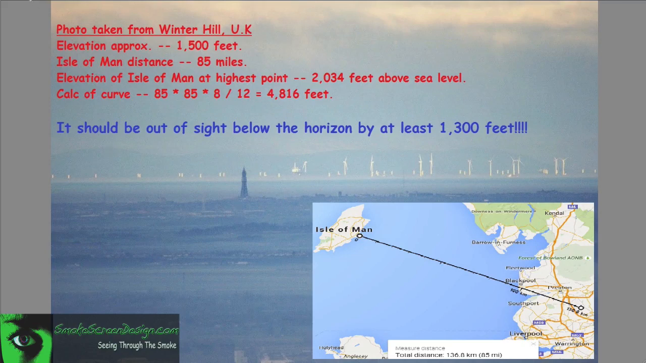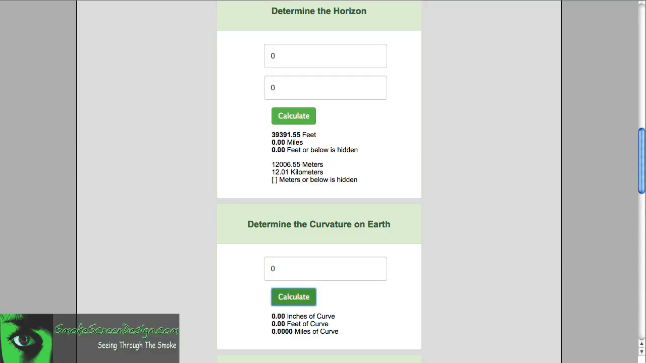Now, there's two things you have to take into account. Number one, you have to take into account the height of the observer. You have to take into account the height of the object you're looking at, and then take into account the distance. So let's see how whoever put this together, I have no idea, did. Let's see how they did.